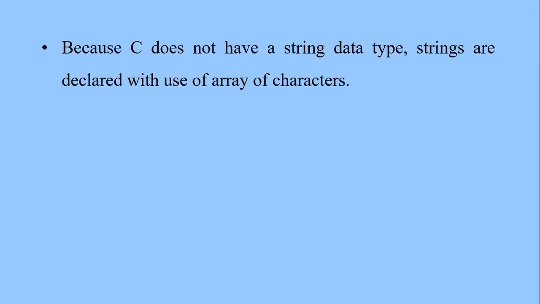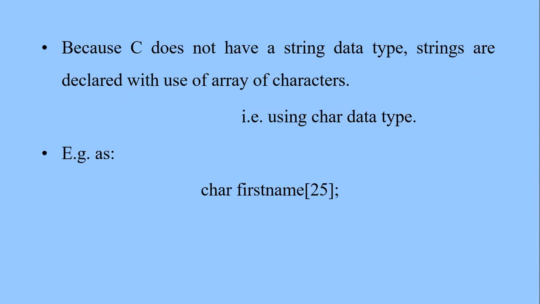As you can see, because C does not have a string data type, strings are declared with the use of an array of characters, that is, using the char data type. Therefore, in C, we do not have a string data type, but we replace it with an array of char, or an array of characters. For example, we can have char firstname being an array of 25 characters.